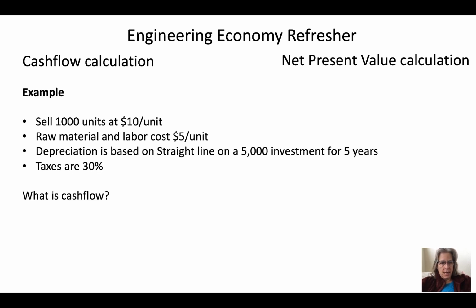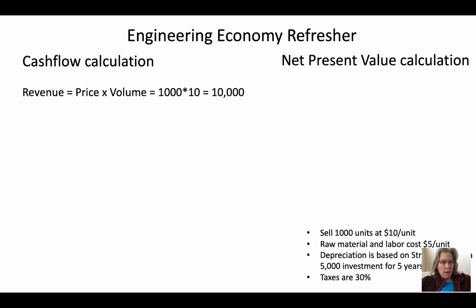Let's look at an example where we sell 1,000 units of something for $10 a unit. The raw material cost is $5 per unit. And the depreciation is based on straight line, or an even depreciation of the investment over the 5-year life. And it's a $5,000 investment. And taxes are 30%. So what is cash flow? Let's go ahead and do that calculation.